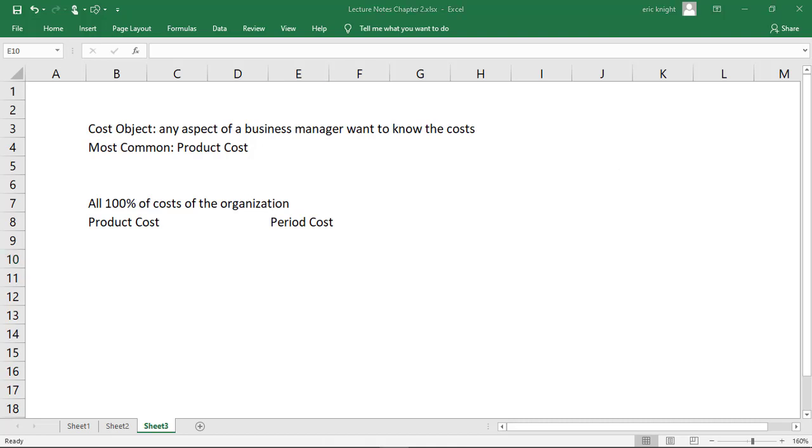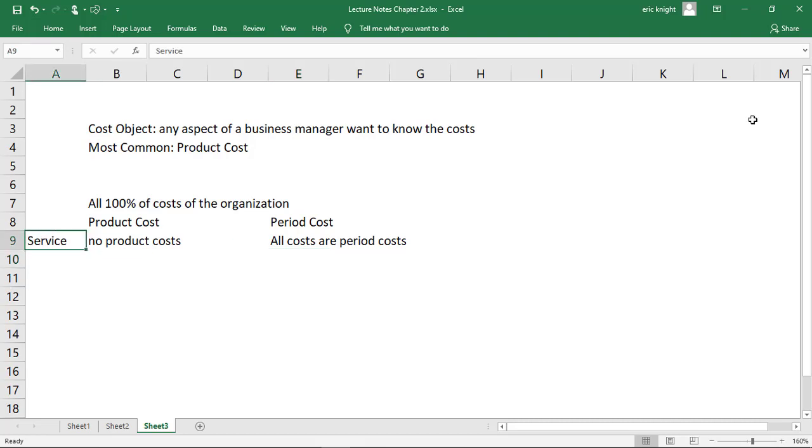So as you recall, there are three types of organizations. There's the service, the merchandising, and the manufacturing business. So if you're a service business, then you're not going to have any product cost. There are no product costs. All costs end up being period costs. So for example, your marketing, your customer service, your payroll, electricity, anything, they're all considered period costs.